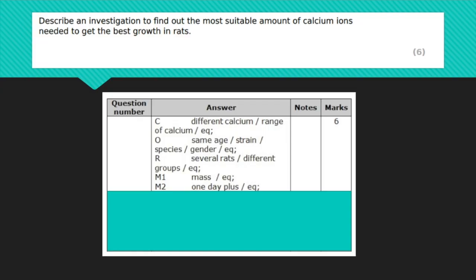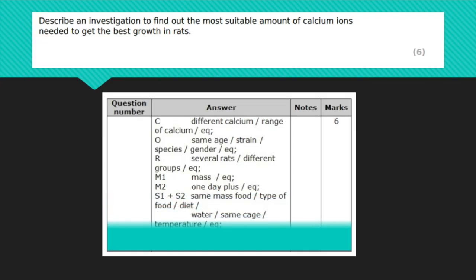S, coming on to now. Can you remember what that stood for? That stands for standards, so the things that we're keeping the same. So not things about the organism, because we've already dealt with that in O, but other things in the experiment that need to be kept the same.